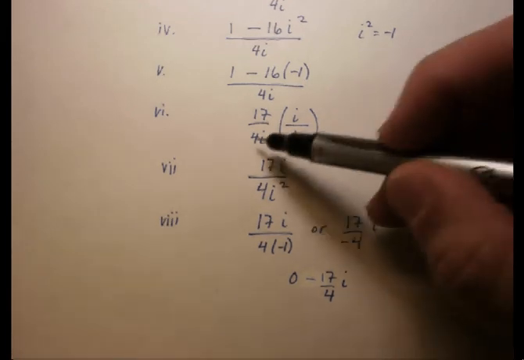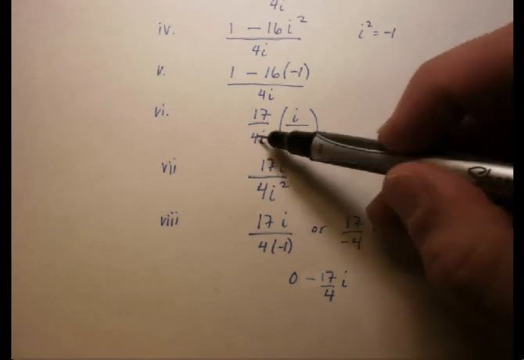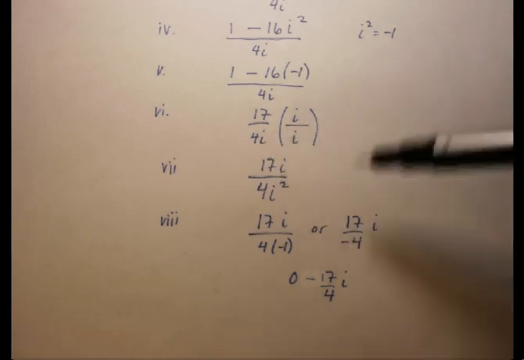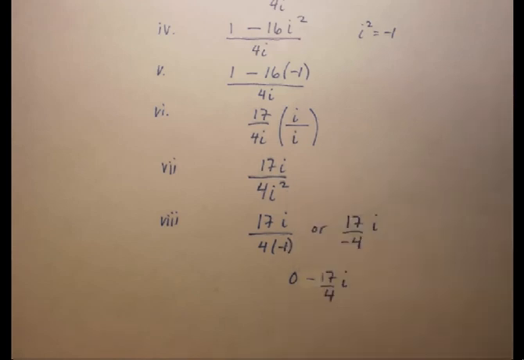Remember, multiply by whatever is going to get rid of that, and normally it would be just the i. I don't have to put the 4 there, or I could have. But once I get i squared, I can change it to a real number, and voila, I have rationalized my denominator. All right, good luck.